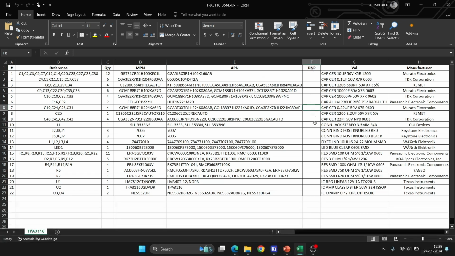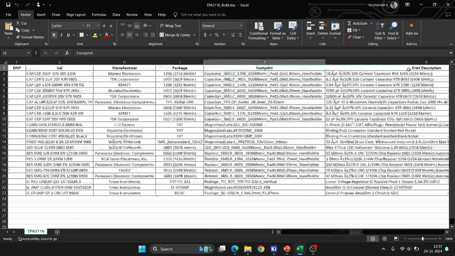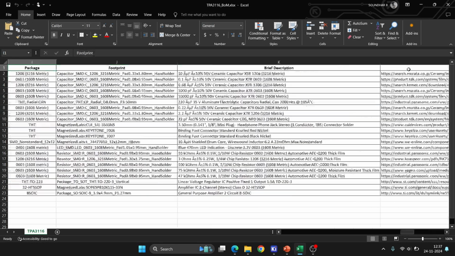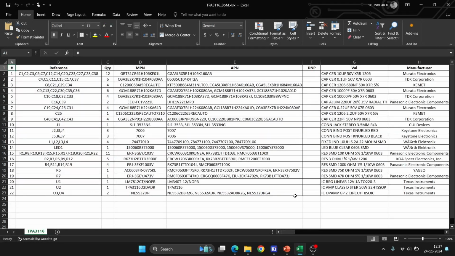If you don't want to populate anything, you can mark here, and then value of the component, and manufacturer of the component, and then package of the footprint, and footprint name, brief description about the component, and datasheet. All the columns are very important, so you can choose this for your best BOM model format.